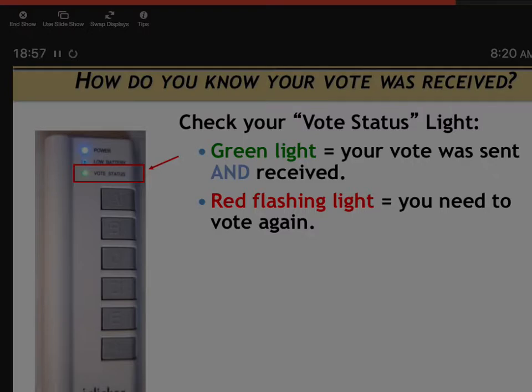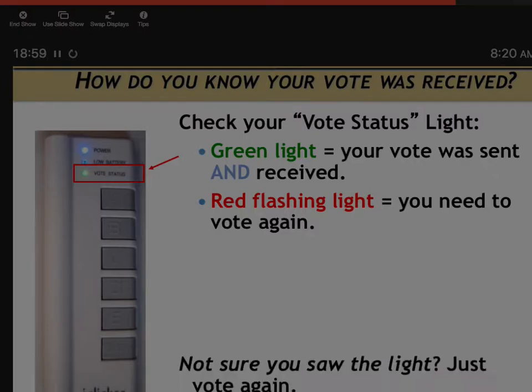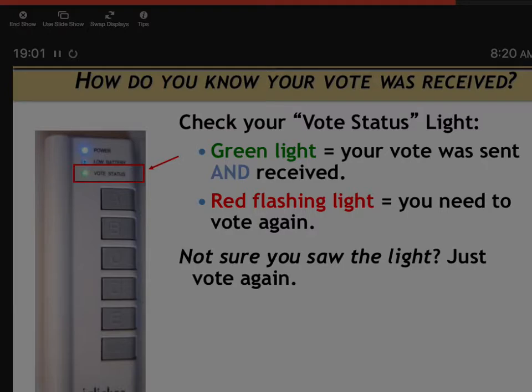If it flashes red, you need to vote again, and it might mean you're on the wrong channel. If you're not sure, you can keep voting as many times as you want. I can change my answer. The final answer is the one that will be recorded, so if I change to A, then B, at the end it'll be B.